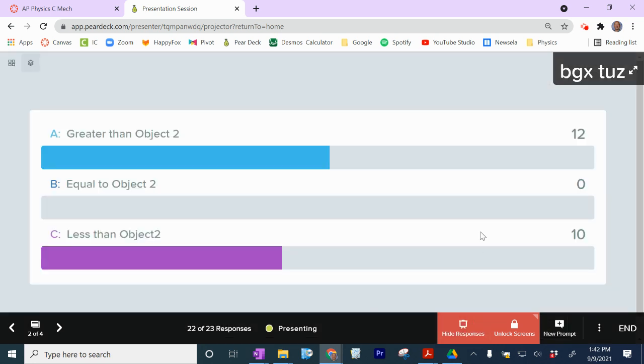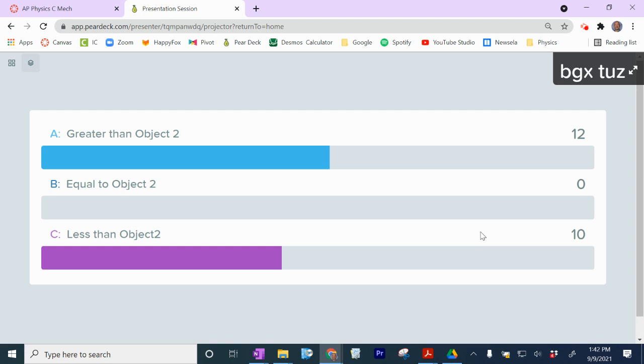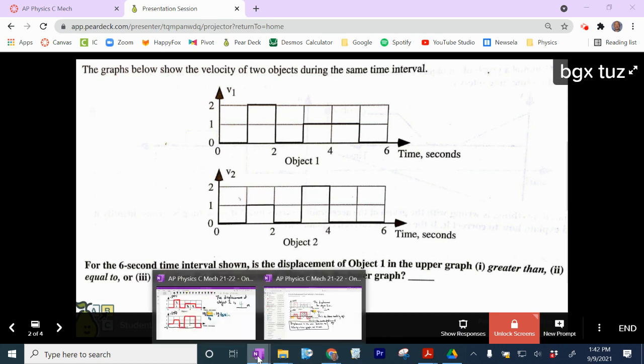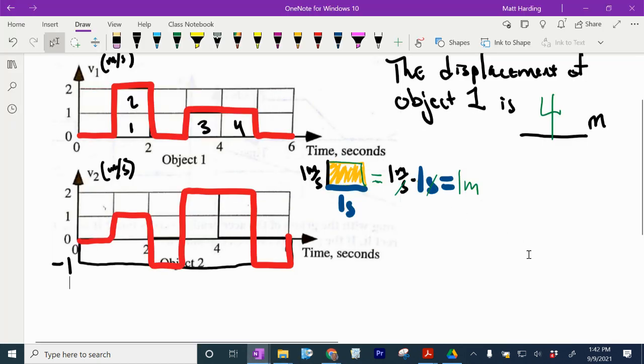Pretty close to even. 12 to 10 right now. 12 people think object 1's displacement is greater than object 2. 10 people think that object 1's displacement is less than object 2. So run that by your neighbor real quick.